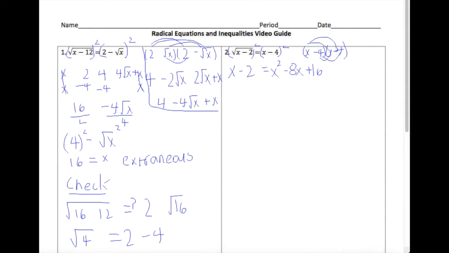Now, notice that our resulting equation is quadratic. There's an x squared. And the only way we can solve quadratics is to set them equal to 0. So we subtract x and add 2 to both sides. And we get x squared minus 9x plus 18 equals 0.